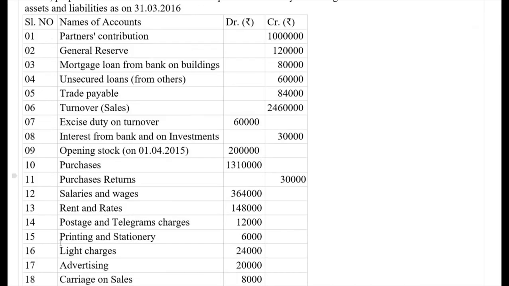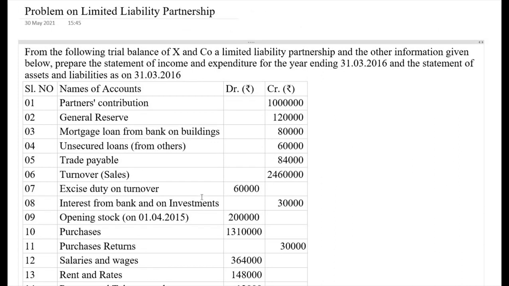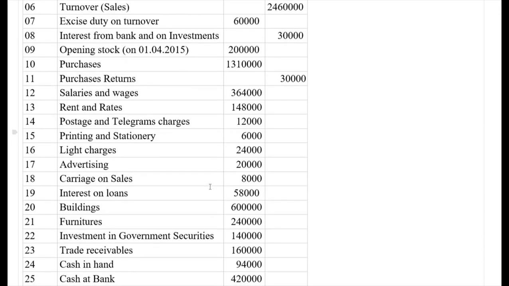Opening stock shall be compared with the closing stock here. So closing stock is given as 250,000, so there is an increase in the stock. Then purchases, a statement of income and expenditure. Purchase returns shall be deducted from the purchases. Salaries and wages come under personnel expenses. If there is any outstanding, it should be added here, that is rupees 4,000. Then printing and stationery, postage and telegrams, rent and rates, light charges, all come under administrative expenses. Advertising and carriage on sales come under selling expenses.